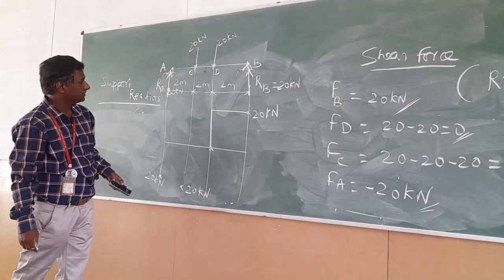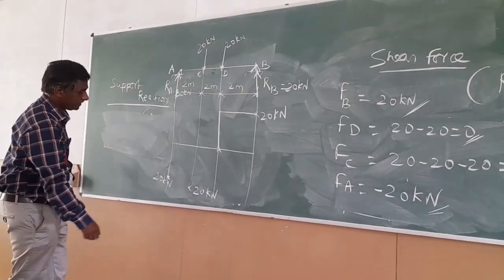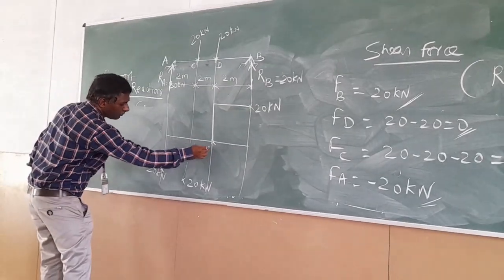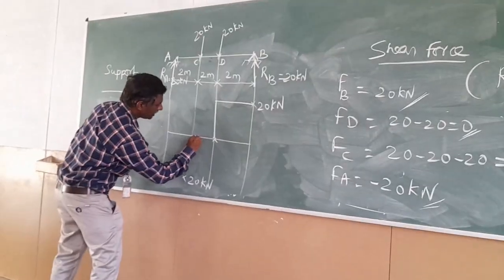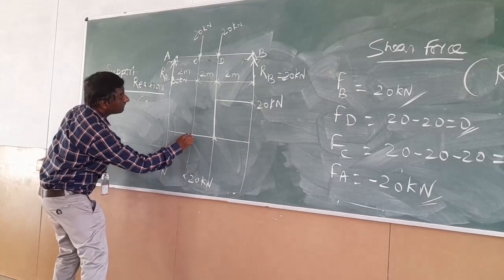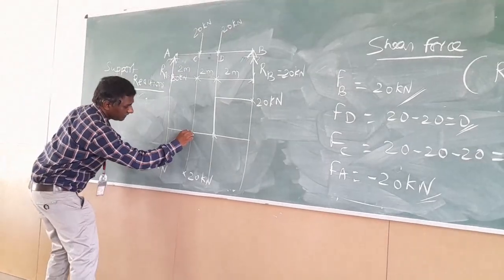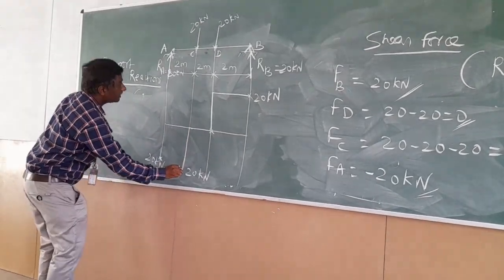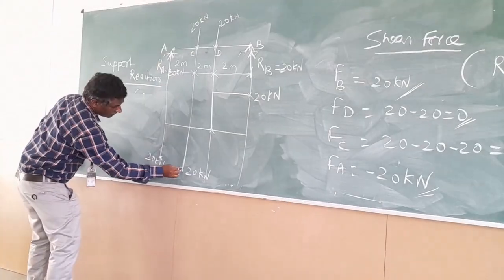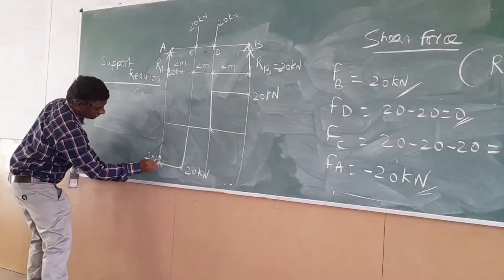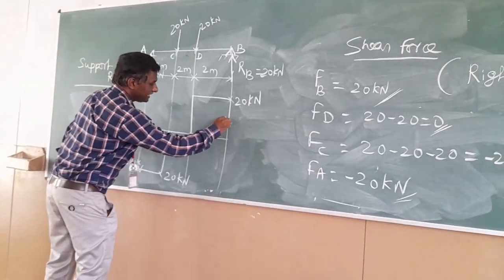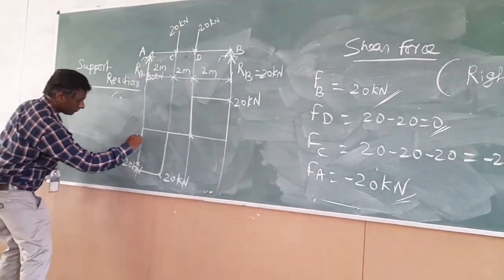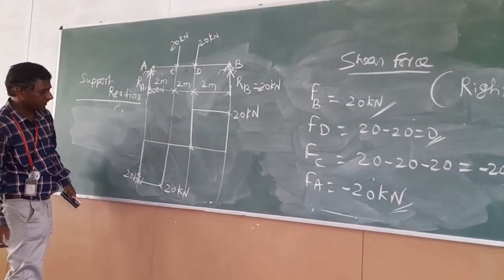And at FC you have minus 20. So you don't go for a direct join, go for a horizontal line because it's only a point load. And then where the point load is acting, you draw a vertical line. And in between, only the same. Now you just close it to the 0. So this is the shear force line.